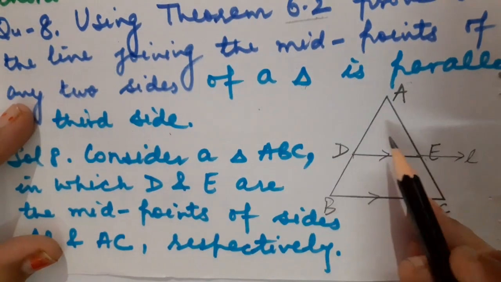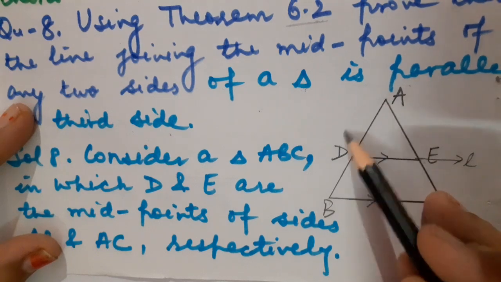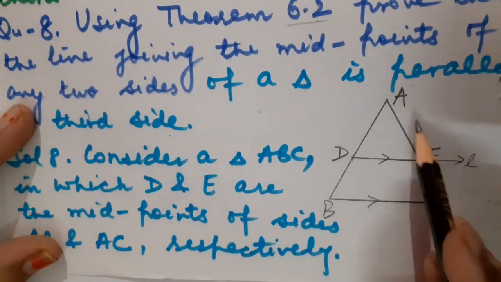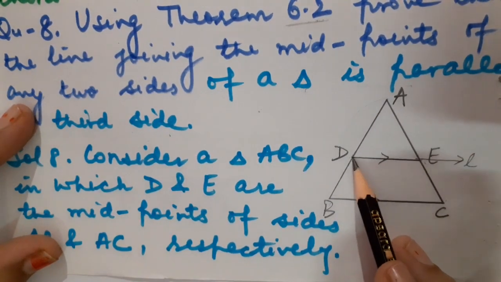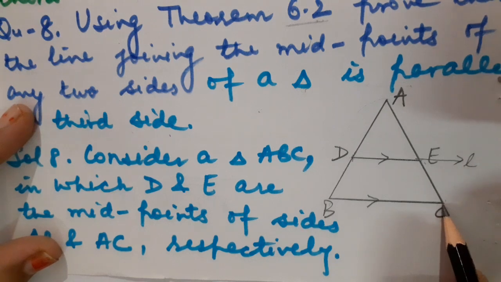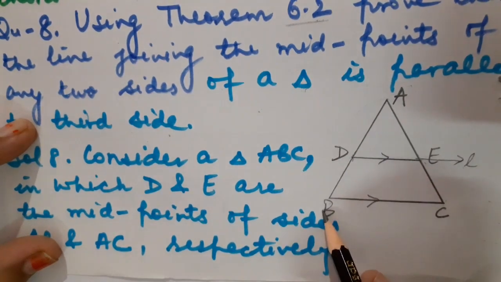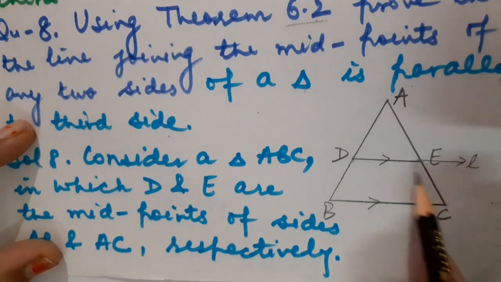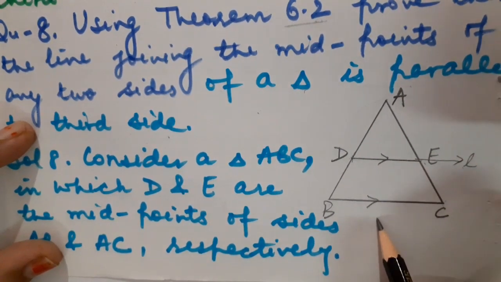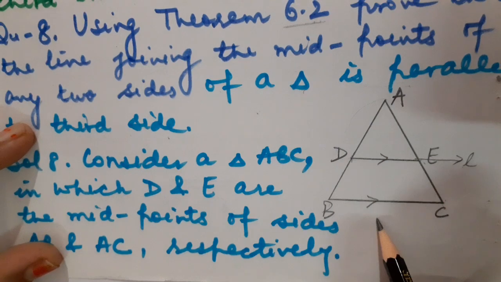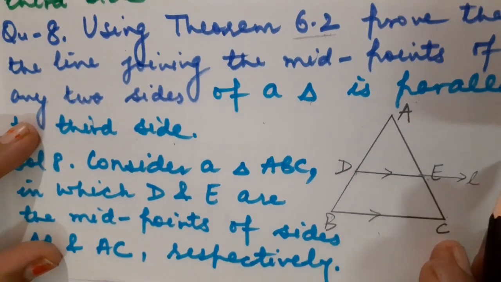Now have a look children in this diagram. I have concluded that AD upon DB is equal to AE upon EC. So when we have this ratio equal, we can say that DE must be parallel to BC. So the same thing we wanted to prove, that whenever there is a line which joins the midpoints of any two sides of a triangle, that line must be parallel to the third side. Okay. So what did we apply to prove this converse of midpoint theorem? We have applied the converse of basic proportionality theorem to prove it.